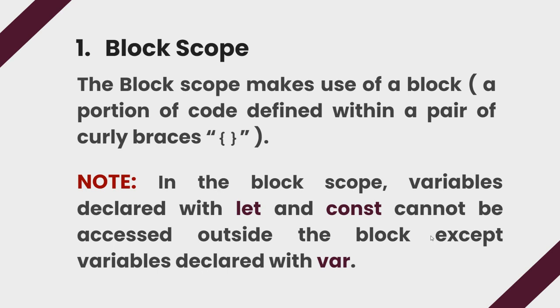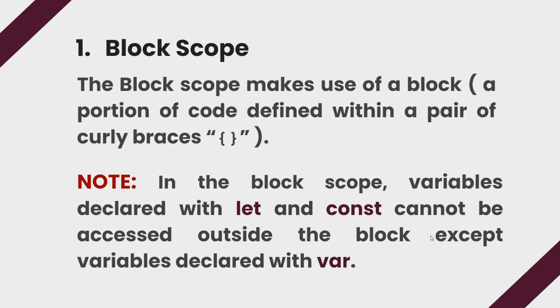Now, making use of the block scope by using the let and the const keyword in declaring the variable is good. But if you make use of the var keyword while declaring a variable within the block scope, the variable would still be able to be accessed outside. So the let and the const variables, when defined within a block scope, cannot be accessed outside the block scope. But when declared with a var, it can be accessed inside and outside.